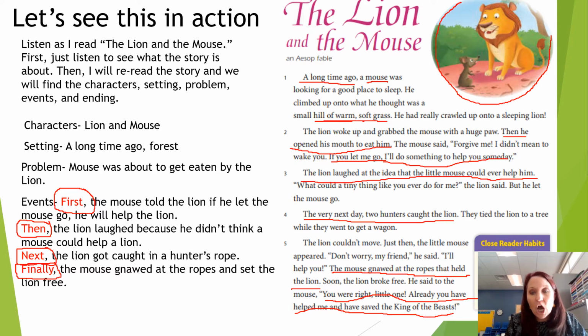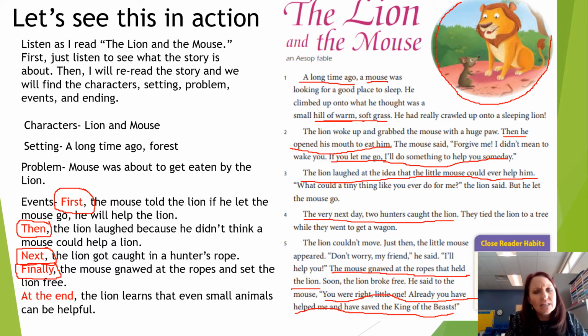Finally, the mouse gnawed. That means to chew with the big teeth. He gnawed at the ropes and set the lion free. Okay, those are all of the events. So how did this end? And I put another group of transition words. At the end, the lion learns that even small animals can be helpful. All right, we have characters, setting, the problem, events, and the ending, which is the solution and the lesson that the character learns. So this is how we put the 5-finger retell into action.